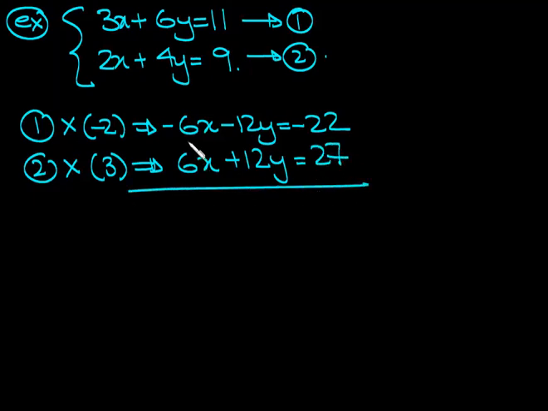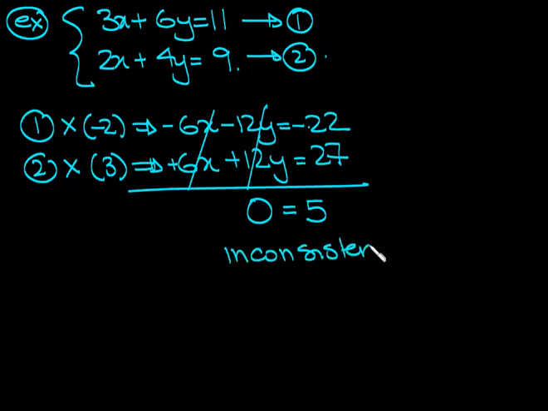So let's add them. If you have a positive 6x, negative 6x, that cancels. You have negative 12, positive 12, that cancels. So we get 0 on the left. Negative 22 plus 27 is 5. Is 0 equal to 5? No, it's inconsistent. Okay, so that tells me that this system has no solution. Okay, so just keep that in mind.